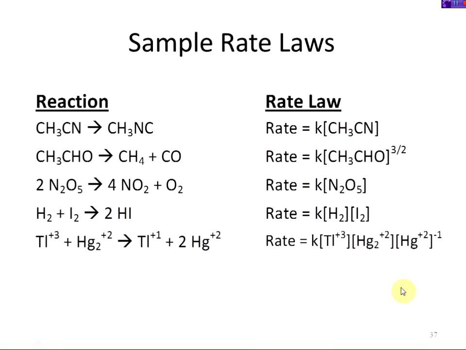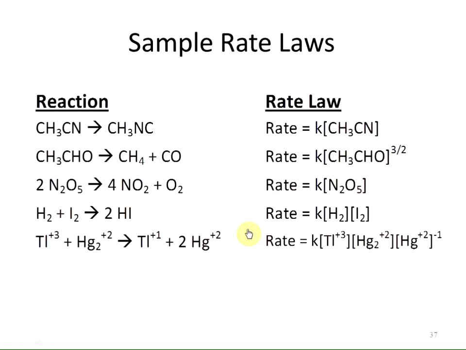Here are some example rate laws. For acetonitrile, during the isomerization reaction, the rate law expression is rate equals the rate constant times the concentration of the acetonitrile. Here in the second reaction, notice that in the rate law expression, the order with which this reactant is 3/2. And in this third reaction where we have two N2O5s, they decompose to make NO2 and O2. The rate law expression is the rate constant times the concentration of N2O5 raised to the first power.